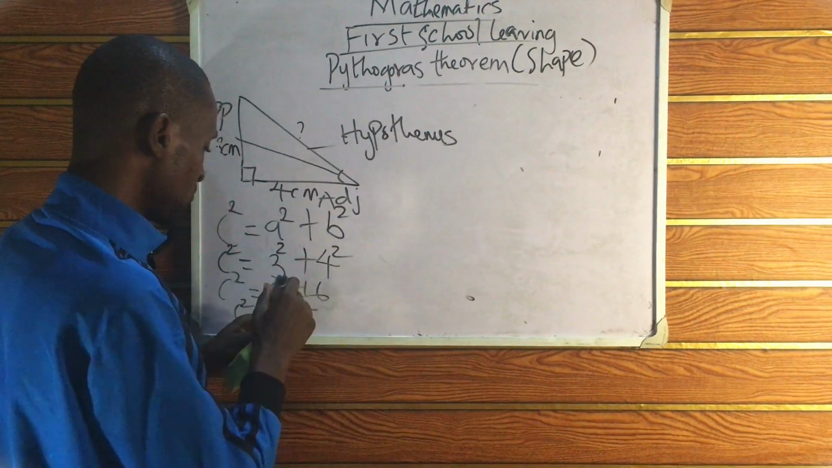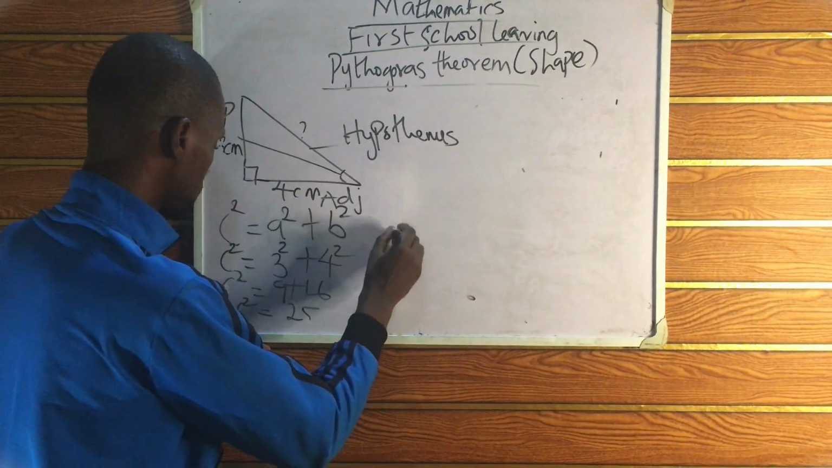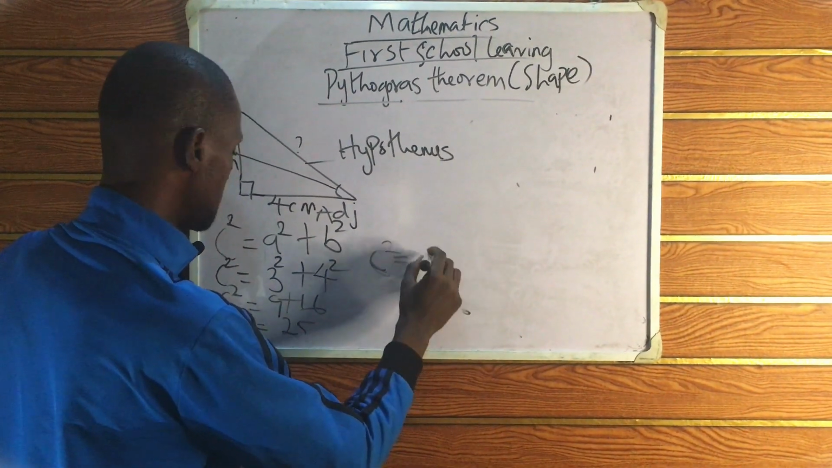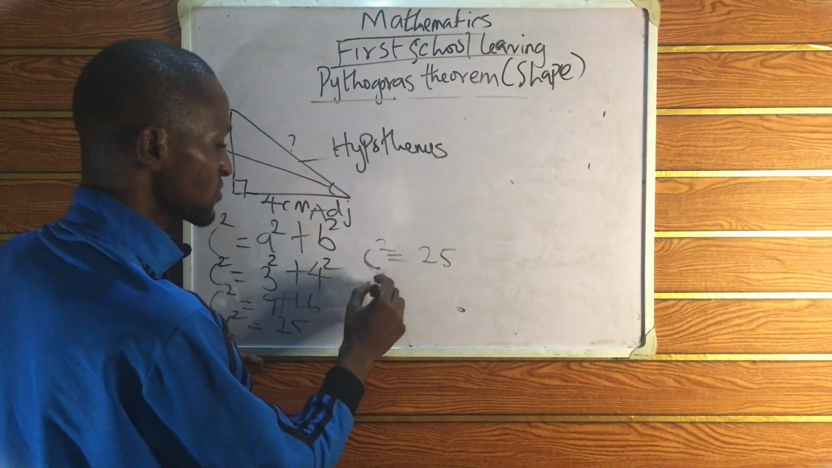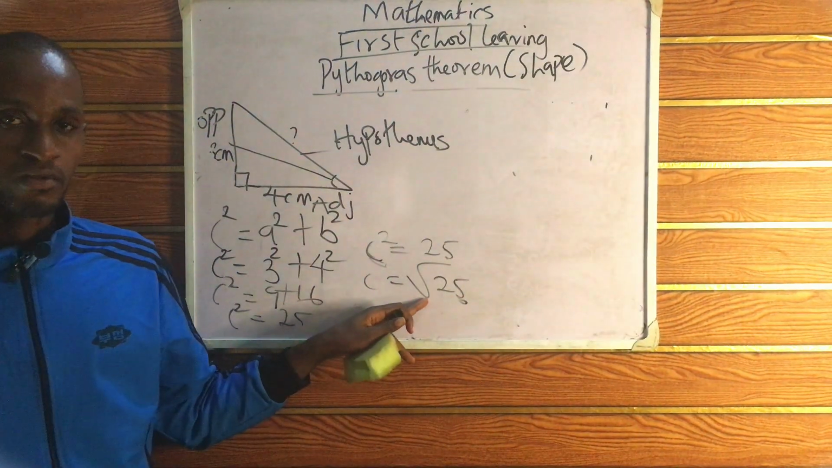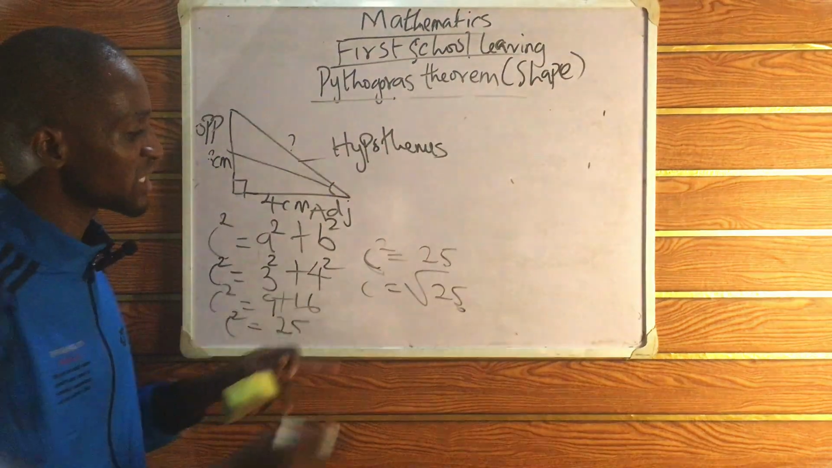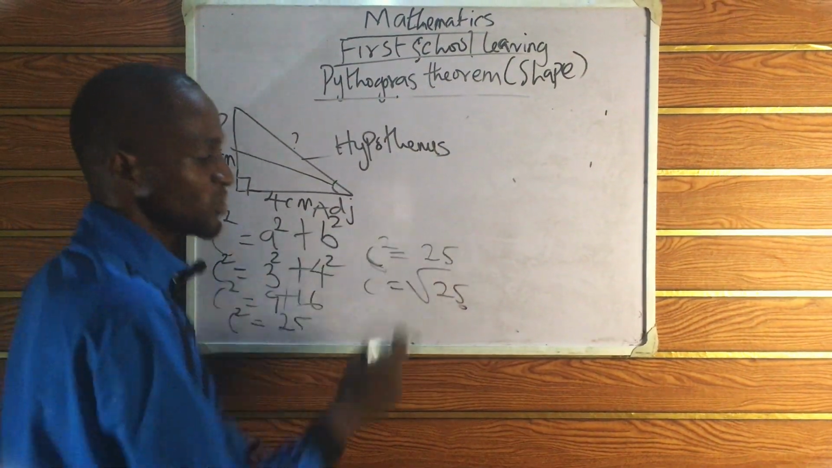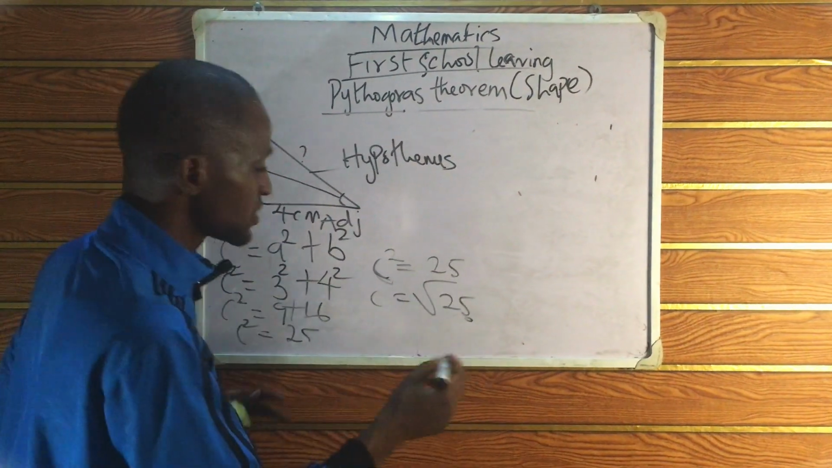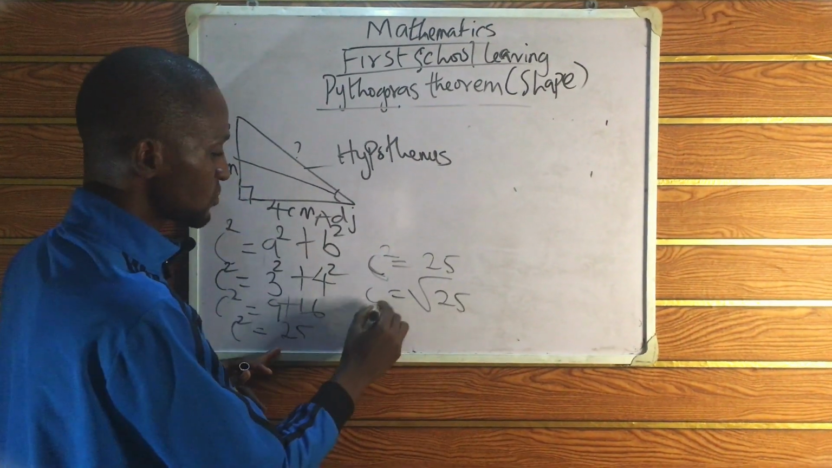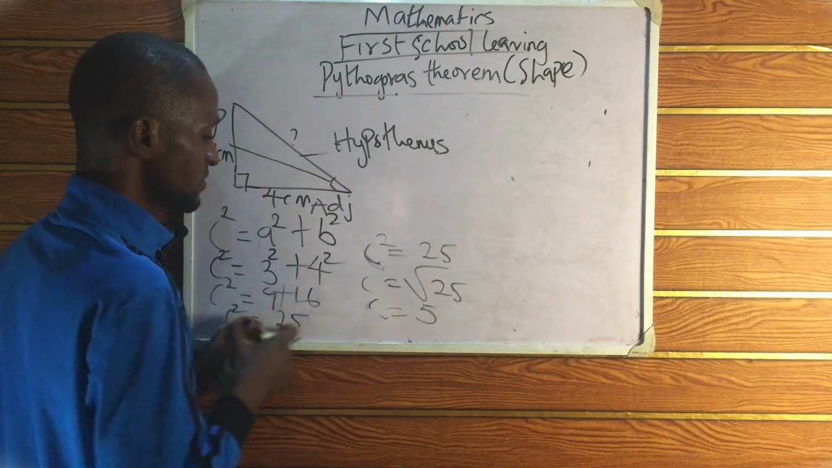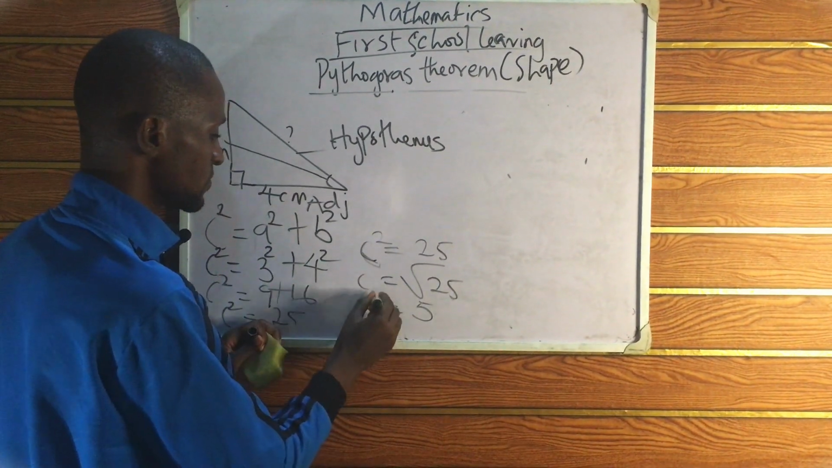So we have C square, then 25 here. Let's transfer it. You guys see now. Once you transfer this square to here, it becomes a square root. Are you with me? Now let's go. The square root of 25 is 5.